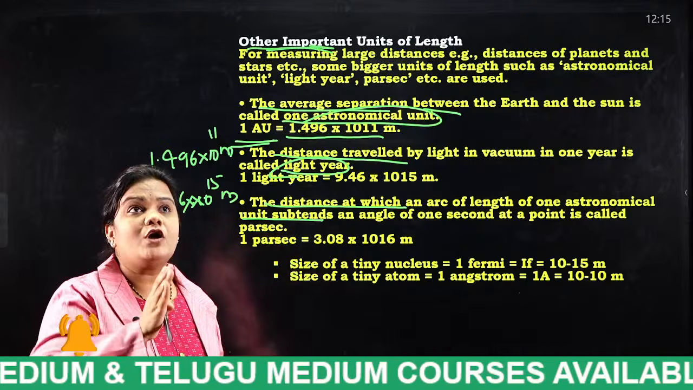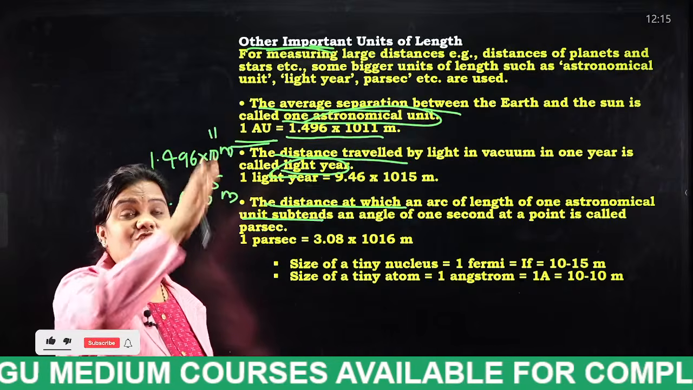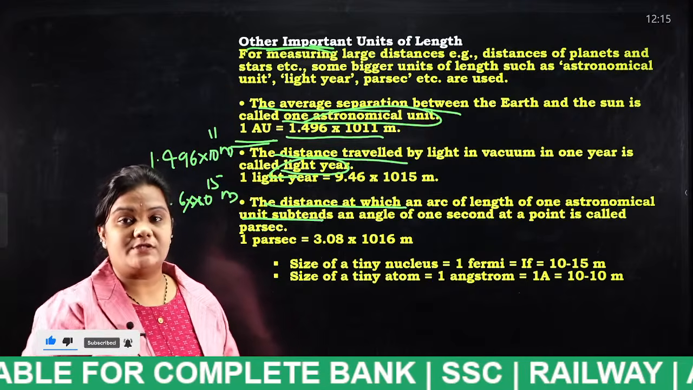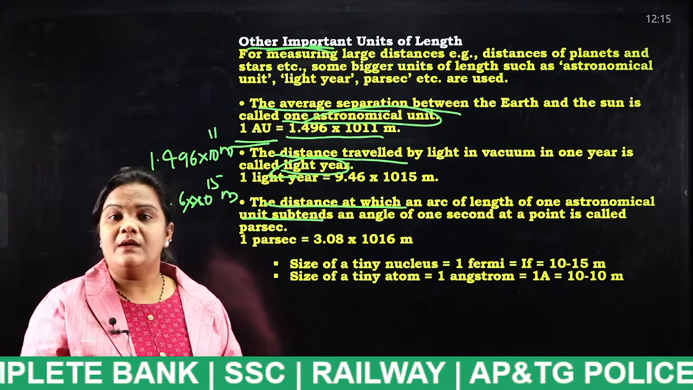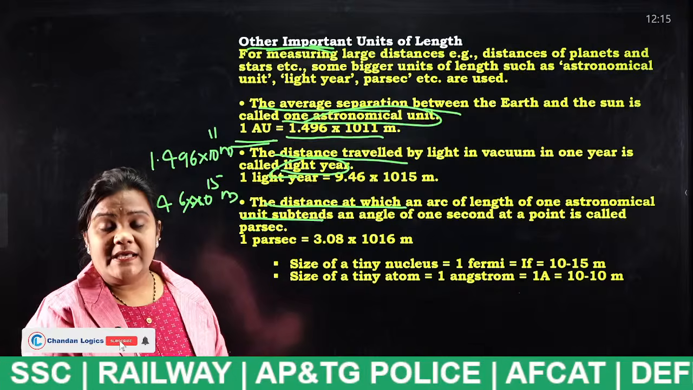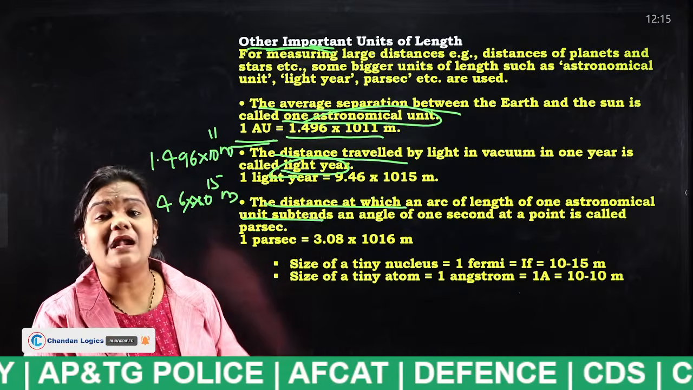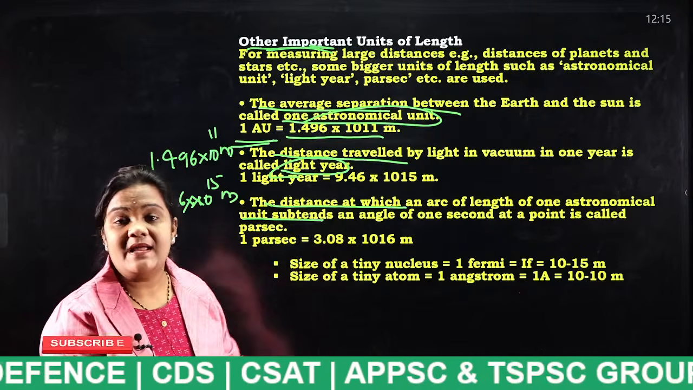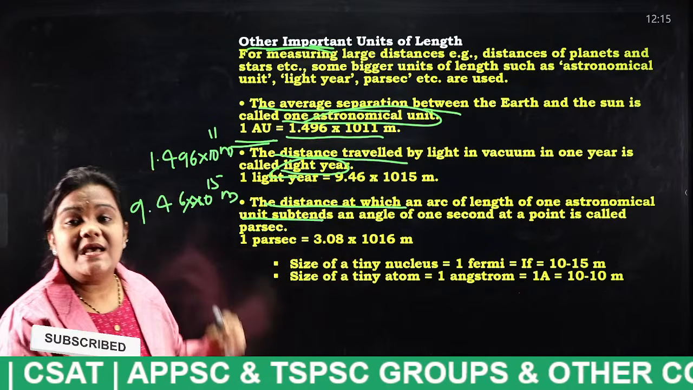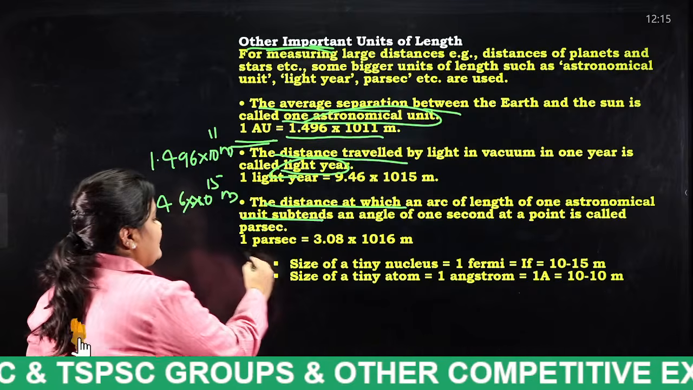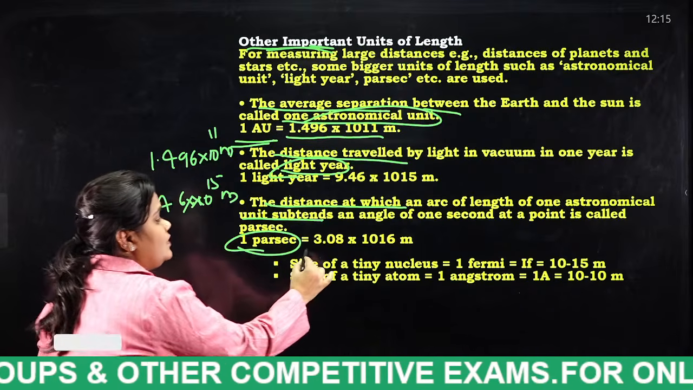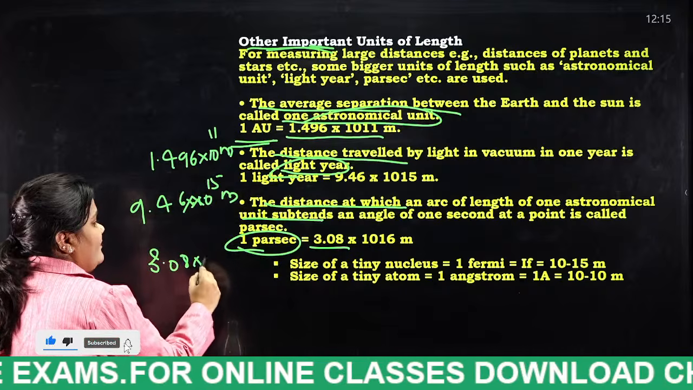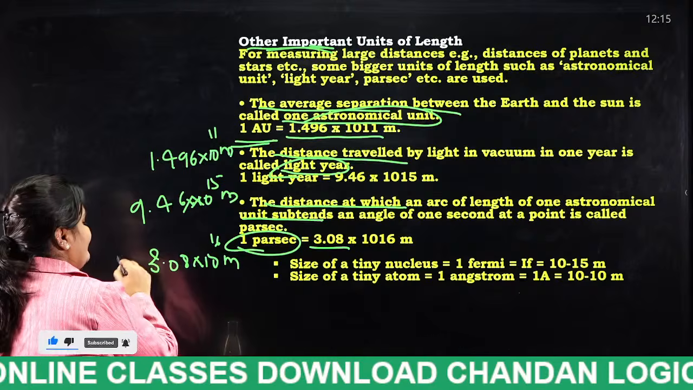So if I want to measure an arc distance from earth to sun, in this manner it is 1 astronomical unit. If I want to find the arc angle between the earth and sun, in that particular case the unit will be 1 parsec. 1 parsec is equal to 3.08 into 10 power 16 meters. Very, very important.